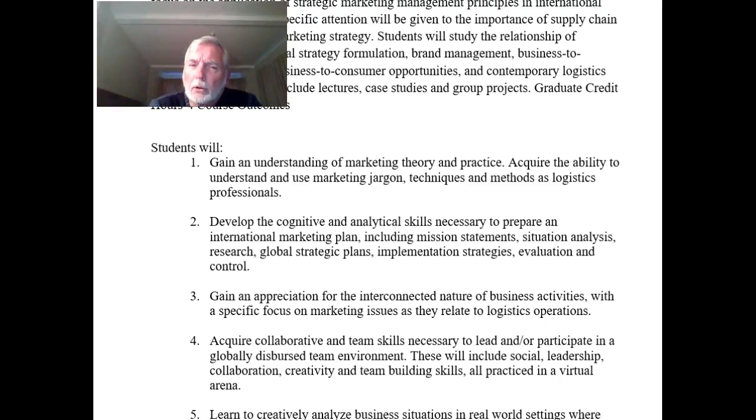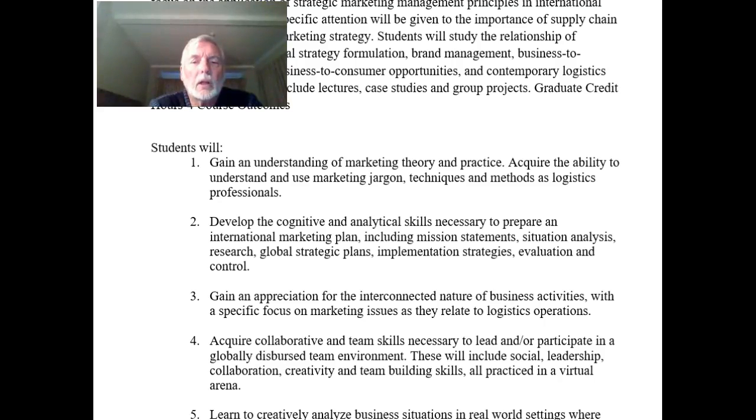The second outcome is high-level learning. The cognitive and analytical skills necessary to prepare an international marketing plan. International marketing plans are complex. They include lots of pieces, lots and lots of pieces. So you have to develop a plan, you have to understand all of the moving parts and how they interact with each other. And some of those moving parts are logistics and supply chain. So understanding those moving parts and how they interact and how they affect whatever plan you put in place is really, really important.